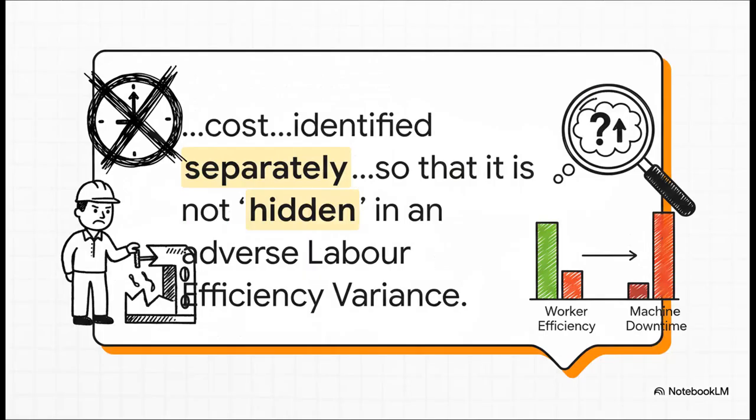Now listen up, because this is a major point, especially for your SCPMP exams. You have to separate out idle time. Why? Well, think about it. It's not the worker's fault if a machine breaks down. If you just lump that lost hour into their general efficiency score, you're not only being unfair, but more importantly, you're hiding the real root cause of the problem from management. This gives you a true, honest picture of your team's efficiency.